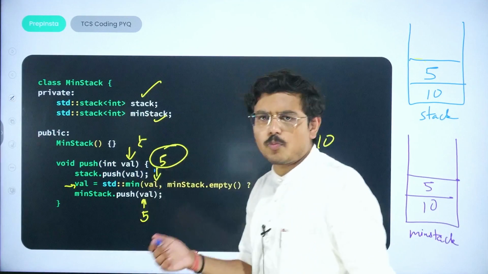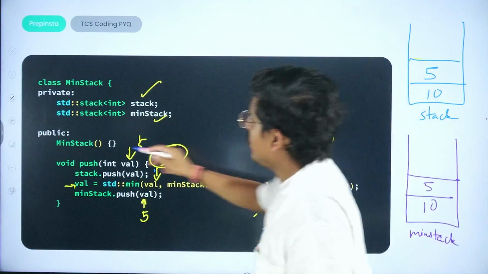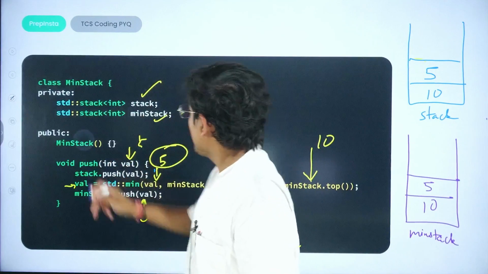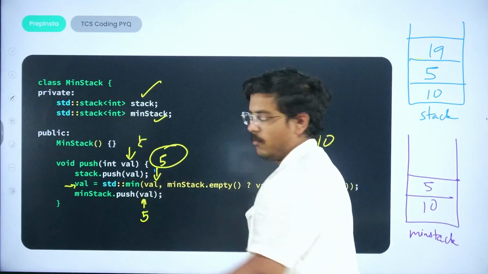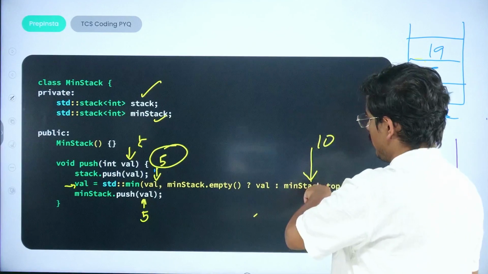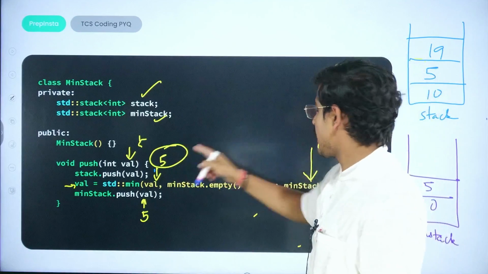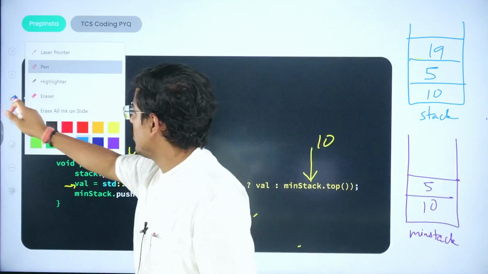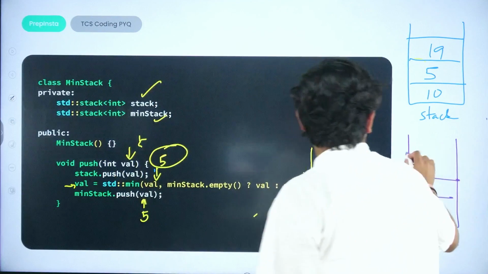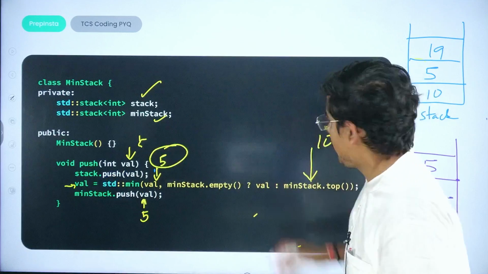Now similarly I want to push 19. If I want to push 19, what would I do? I'll push 19 here, and then I'll check what is minimum out of this min stack top and this value. So value is 19, min stack top is 5, would be minimum. Again 5 would be pushed, fine. So 5 would be again pushed, because that is the minimum out of 5 and 19.